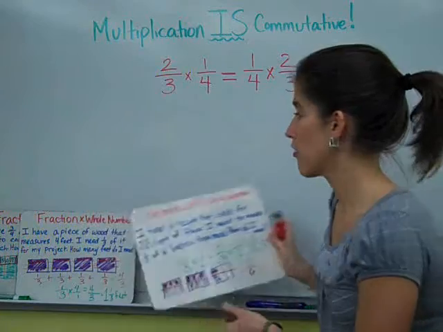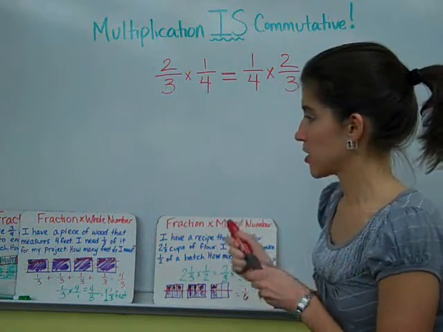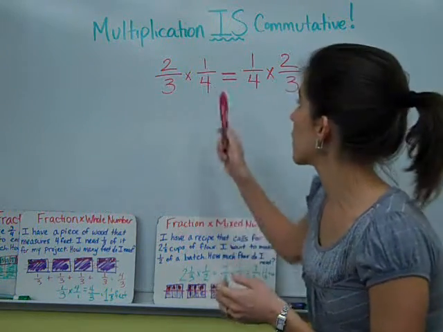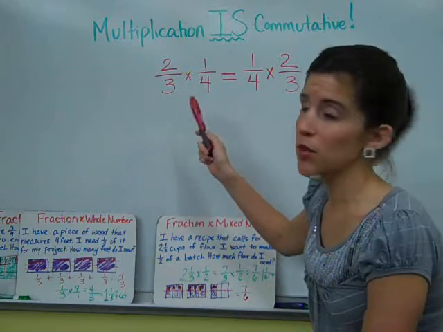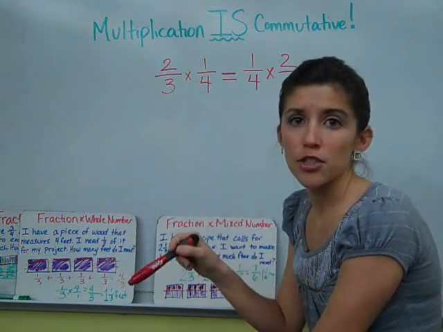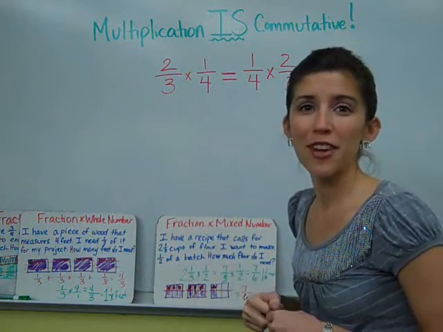So that's how you can solve fractions times fractions, fraction times mixed number, and fractions times a whole number. But just remember, you can flip-flop those numbers when you're multiplying, because it is commutative, and our strategy was just to multiply straight across the top and straight across the bottom. If you need a reminder of how to draw the pictures, rewind the video and watch again.